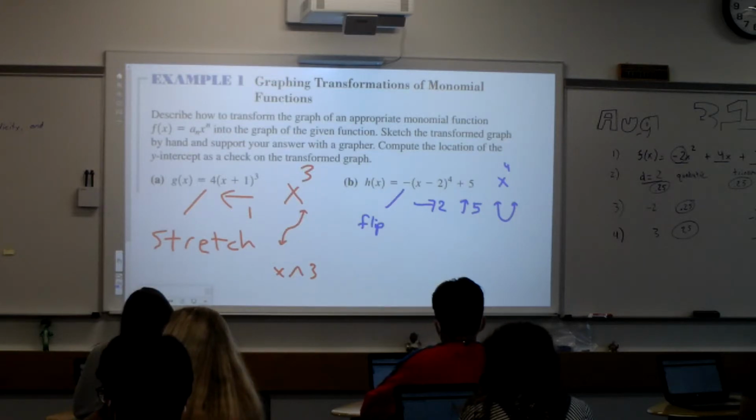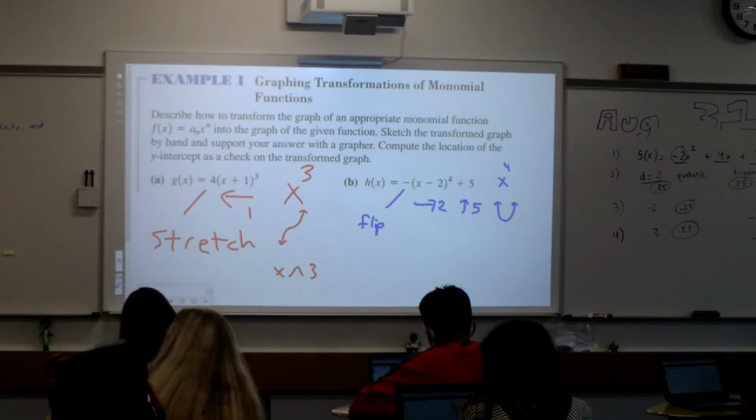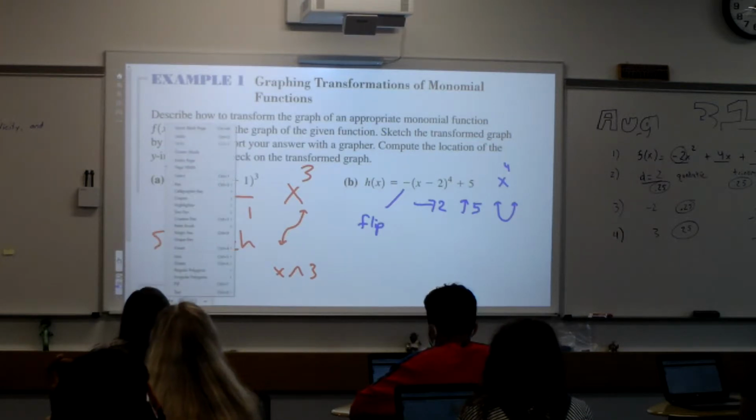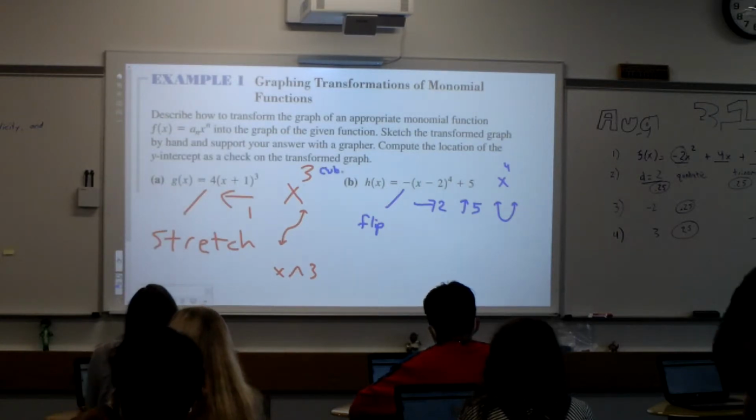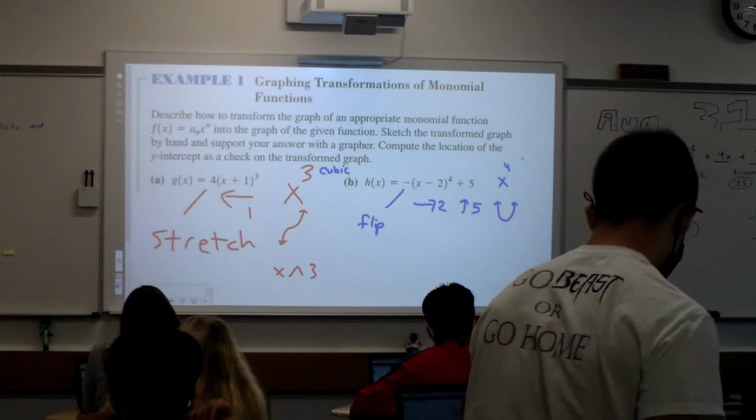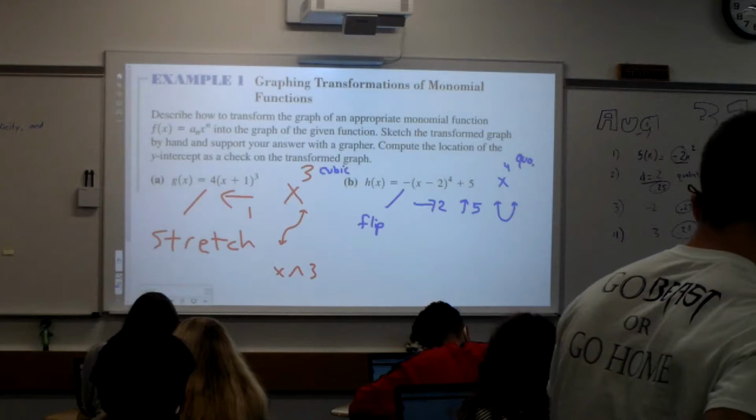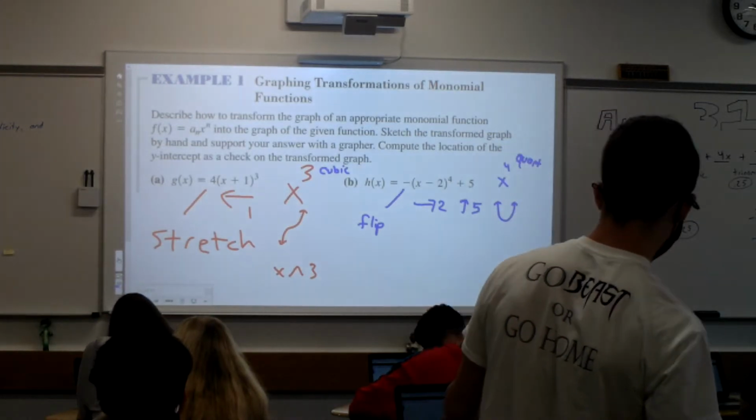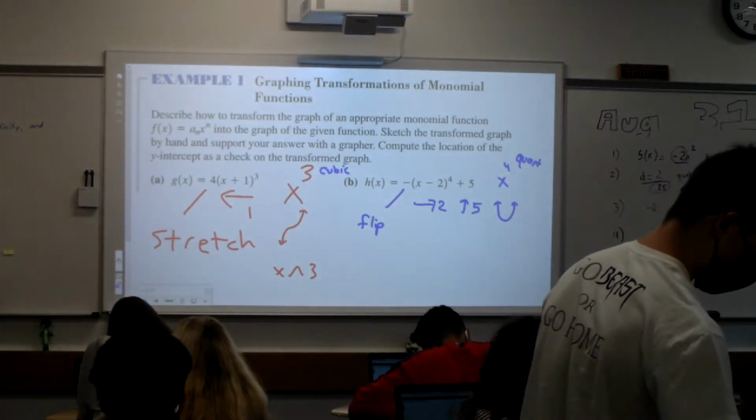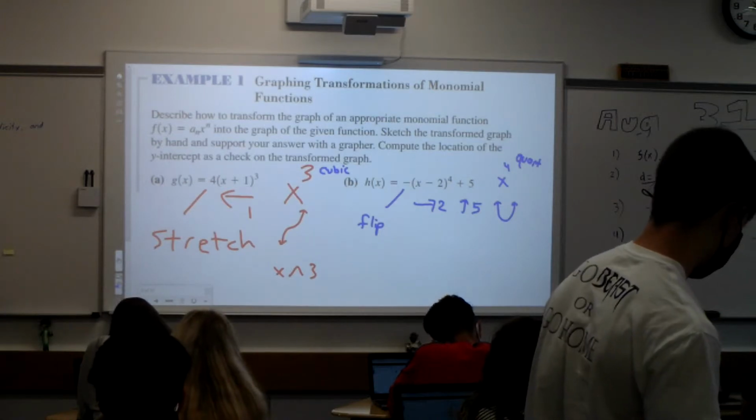Alright, so now what we're going to do is keep talking about these cubics and these quartics. So let's just clarify right here. When your degree is 3, we call that a cubic. When your degree is 4, we call that a quartic.